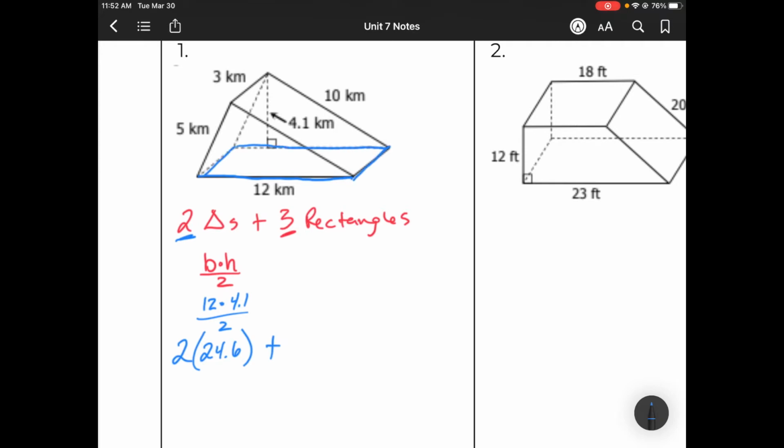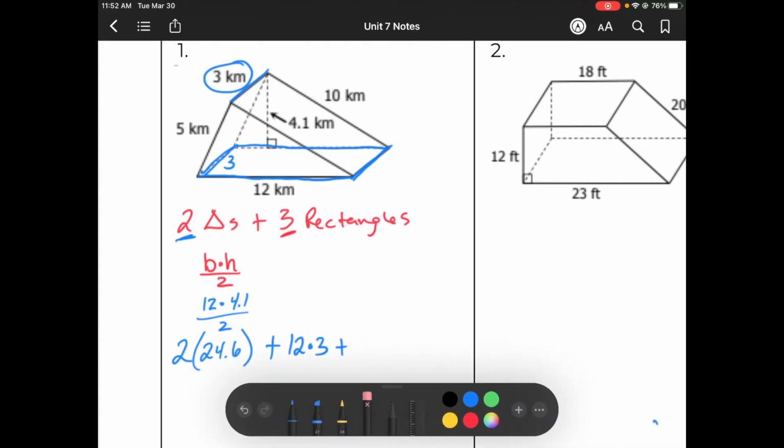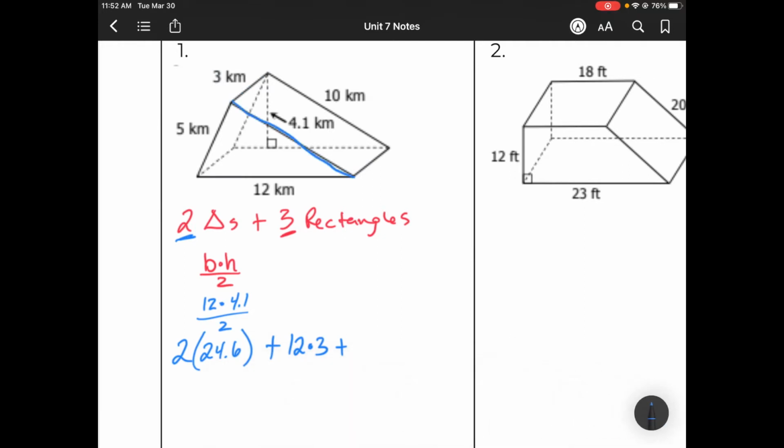Okay, that width is the same as all of these segments, which would be 3 kilometers. So that's a length of 12 times a width of 3. Okay, we're going to add in another rectangle. Think of it as this rectangle, maybe on this right side. That has a length of 10 and a width of 3. So we're going to do 10 times 3 for that one.